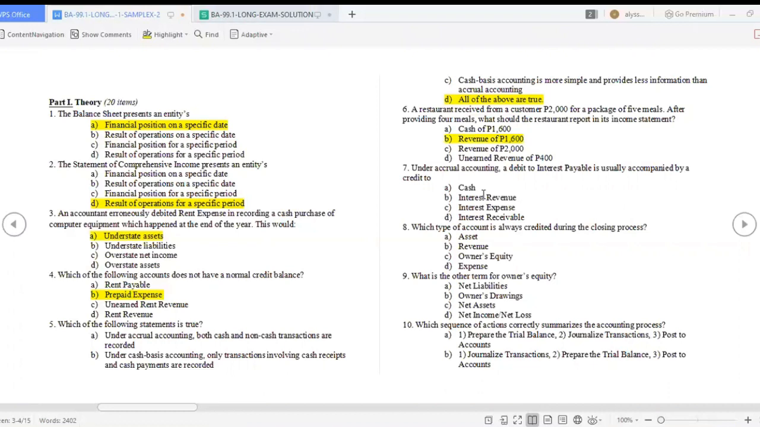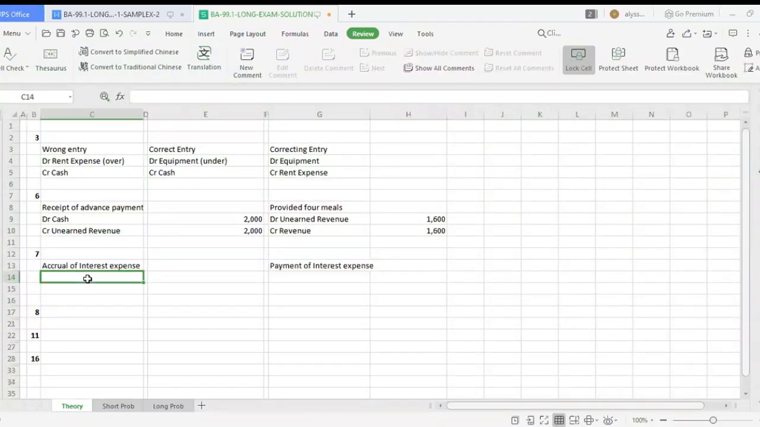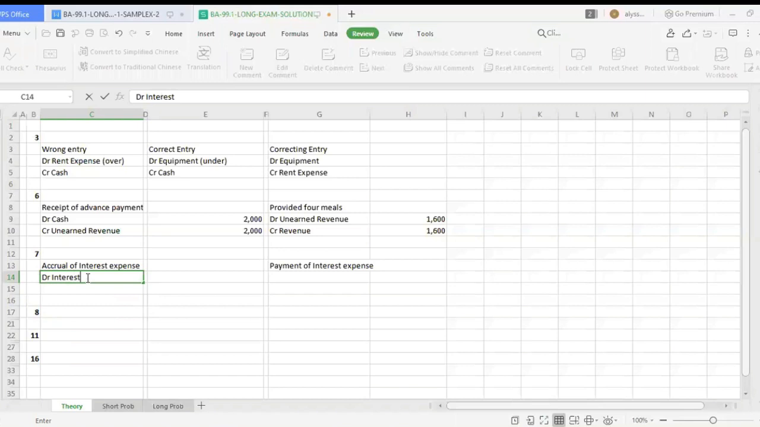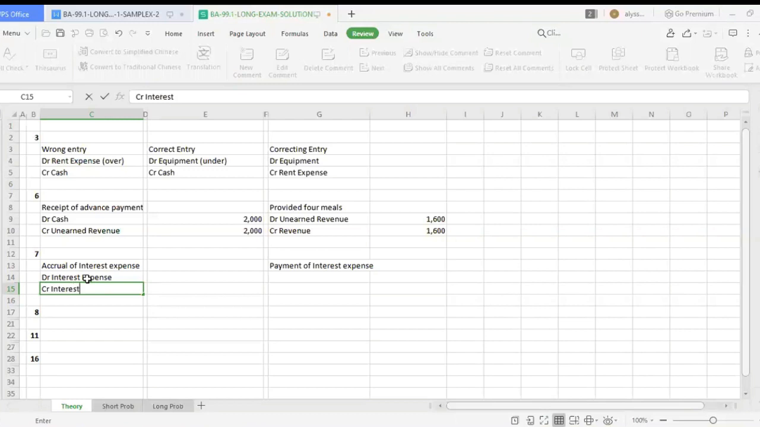Okay, number 7. Under accrual accounting, a debit to interest payable is usually accompanied by a credit to what? Under accrual accounting, you accrue interest payable, and it is usually accompanied by, let's visualize this, accrual of interest expense. So you usually debit interest expense and then credit interest payable since you accrue interest expense.